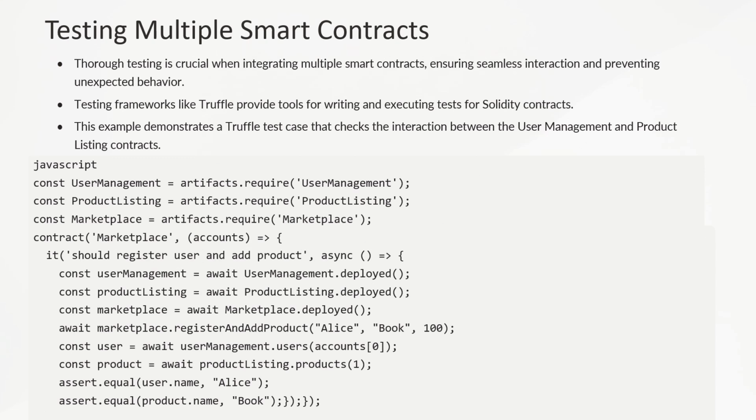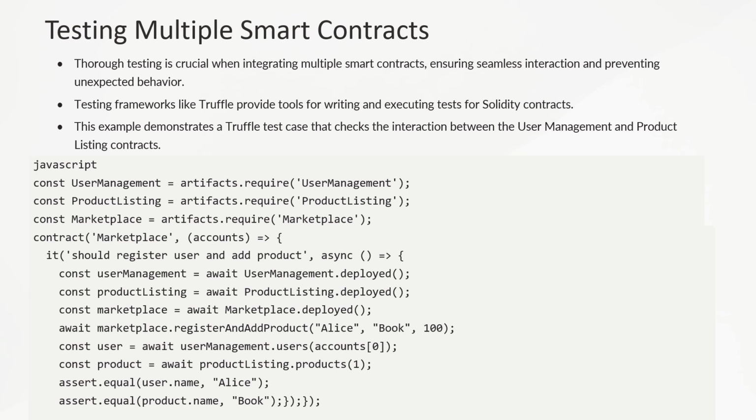Thorough testing is crucial when integrating multiple smart contracts, ensuring seamless interaction and preventing unexpected behavior. Testing frameworks like Truffle provide tools for writing and executing tests for Solidity contracts. This example demonstrates a Truffle test case that checks the interaction between the user management and product listing contracts. The given code snippet defines a test scenario for the marketplace contract using the Mocha testing framework in combination with Truffle's testing utilities. The test case aims to verify the seamless interaction between the user management, product listing, and marketplace contracts by registering a user and adding a product to the marketplace.